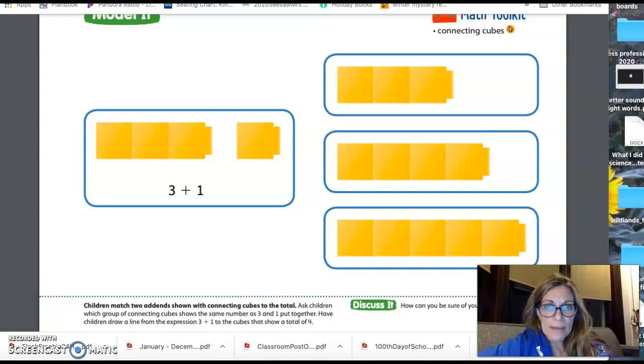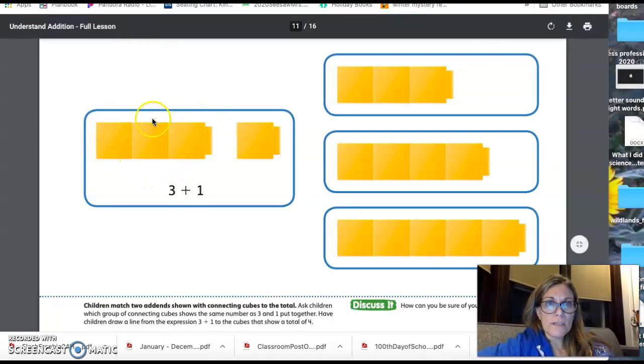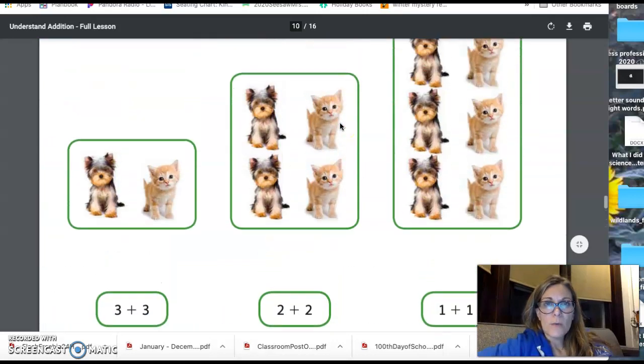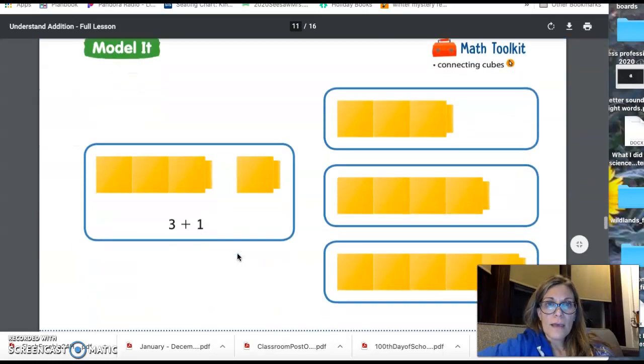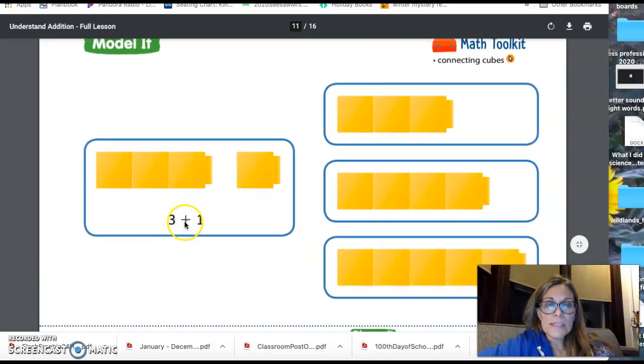Okay, now we're back. You're on page 323. You're going to match the add-ins, which are the parts of this problem, with the total number of cubes over here. So yesterday, we were matching the numbers of dogs and kitties to the number sentence that matched. This time we're doing the same thing, except this time the number sentence and the pictures here, the total squished all together is over here.